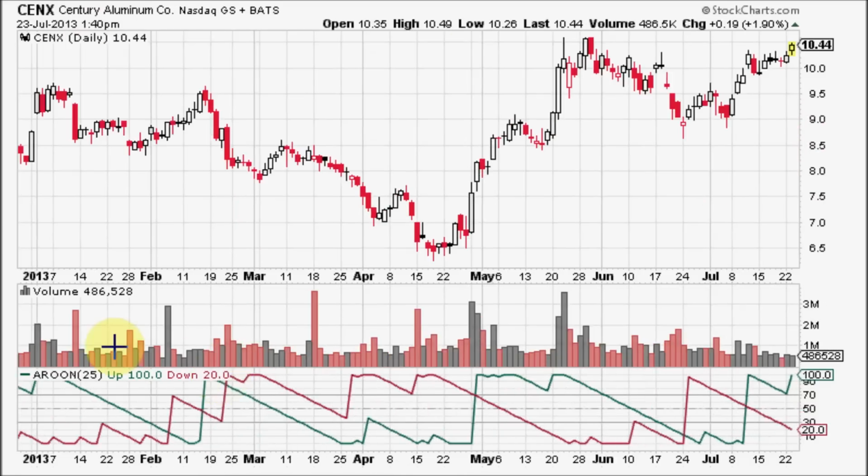Now let's take a look at another chart of CENX that has some really good signals on it. Okay, starting right here, this was the top here, so you would expect Aroon down to be at a high, which it is. The strength of this downtrend was very strong. Then we enter a period of consolidation right here where it forms a double top, breaks down through this level of support here at the neckline and falls.